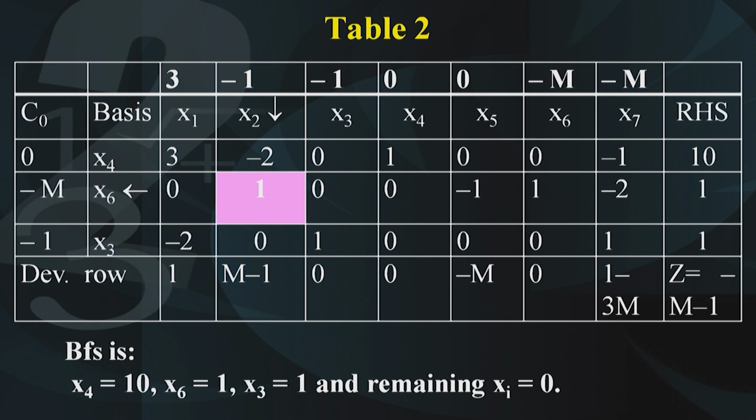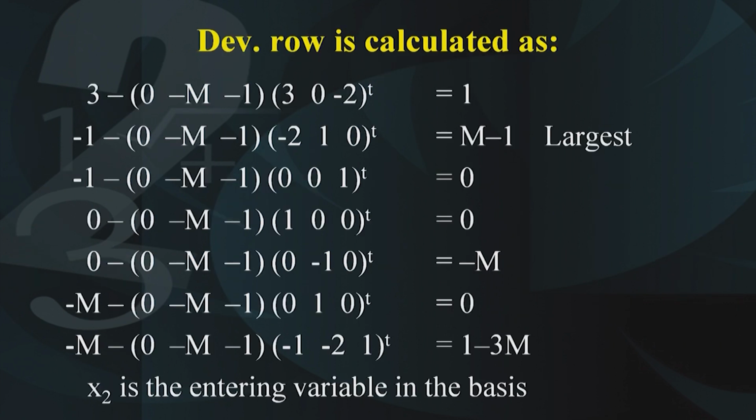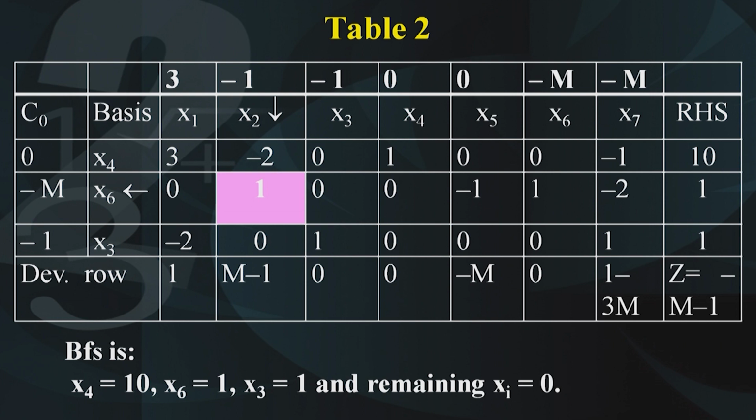And as before, what is the criteria for deciding which variable should enter the basis? Yes, we need to look at the largest of these entries. And which one is the largest? The largest is m minus 1. It corresponds to the variable x2. Therefore, our decision becomes that x2 should enter into the basis. So, x2 is the entering variable. Therefore, the column under x2 is the pivot column.